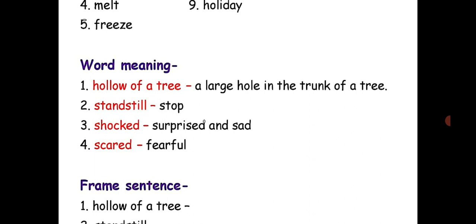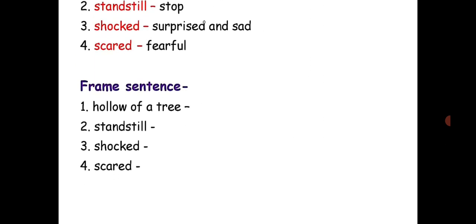Okay. Now let's discuss the topic frame sentence. First one is hollow of a tree. Its sentences can be: squirrels live in the hollow of the trees. Or you can write, I saw a parrot in the hollow of a tree. Although you can make any sentences of your choice as well.